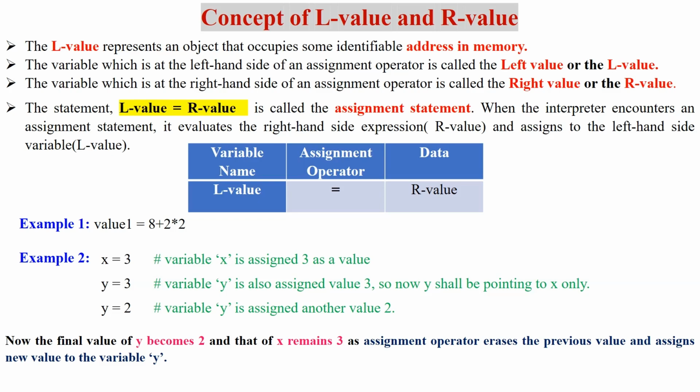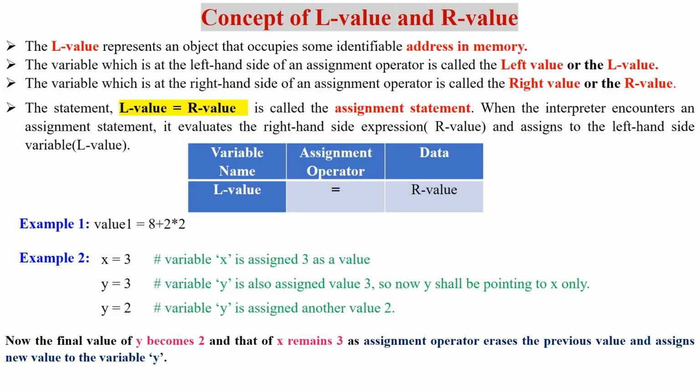When the interpreter encounters an assignment statement, it evaluates the right-hand side expression, R value, and assigns it to the left-hand side variable, L value. In example 1, according to the operator precedence, the multiplication, asterisk, is performed before the addition, plus. So, the expression 2 times 2 is evaluated first, resulting in 4. Then, the addition is performed, 8 plus 4, which gives the final result of 12. And this value 12 is assigned to the variable value1.